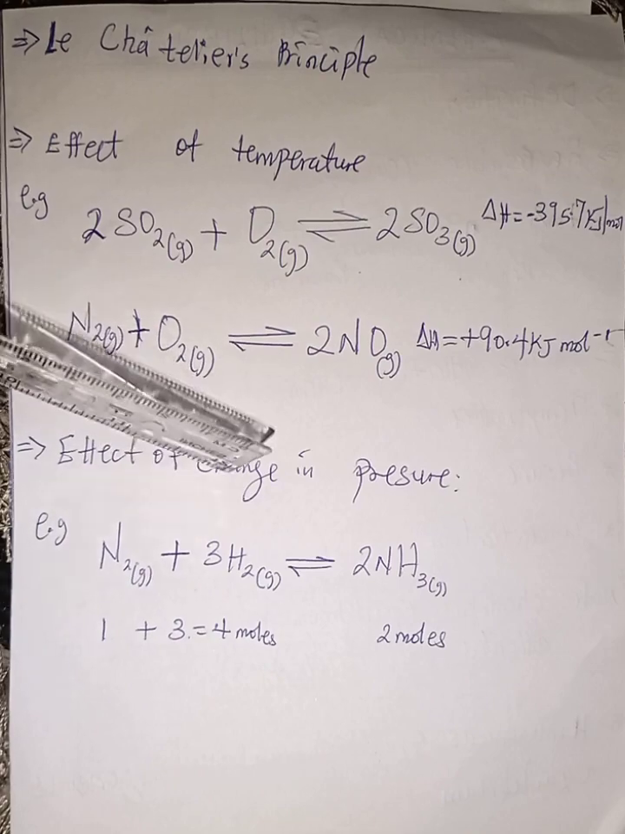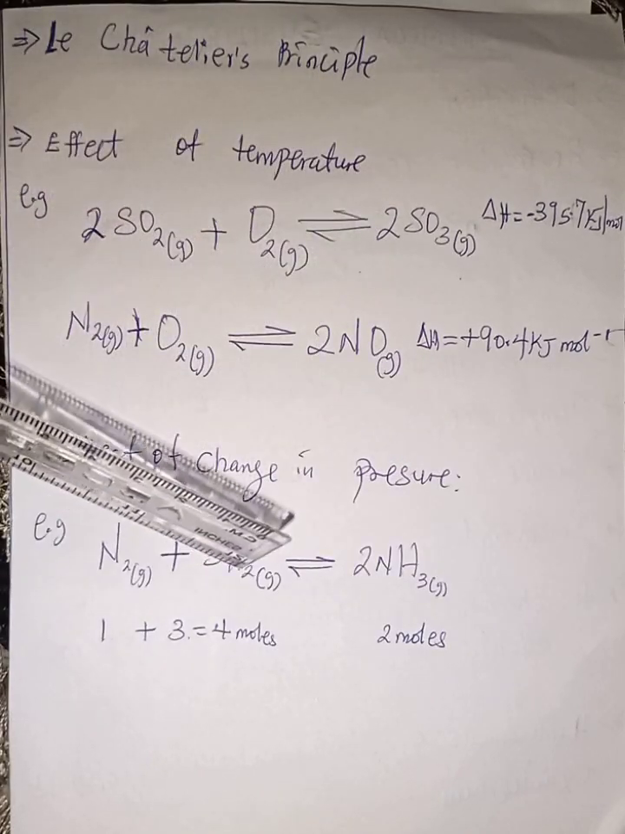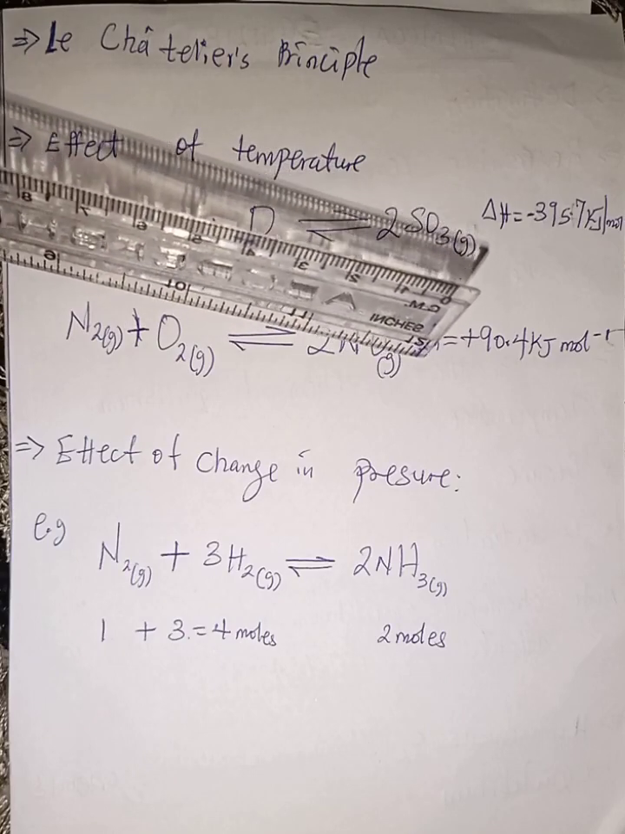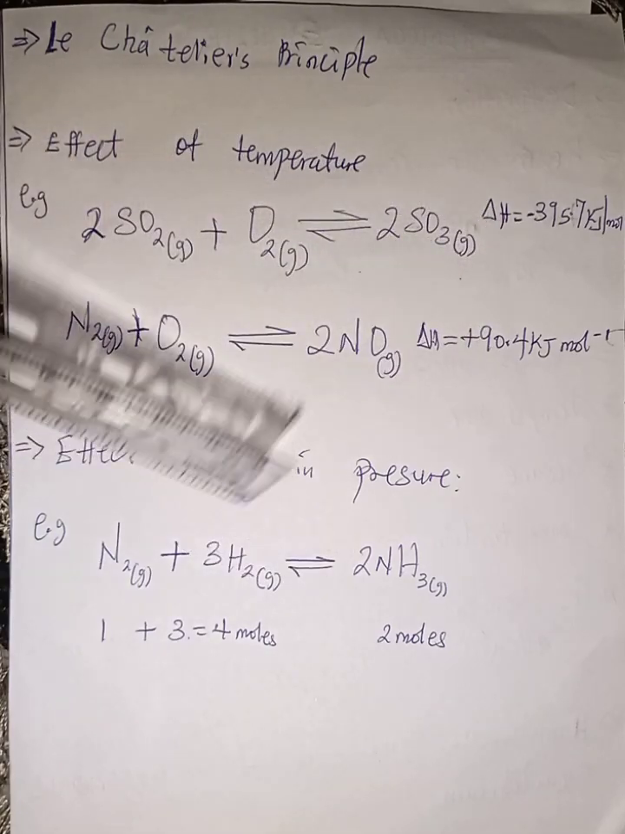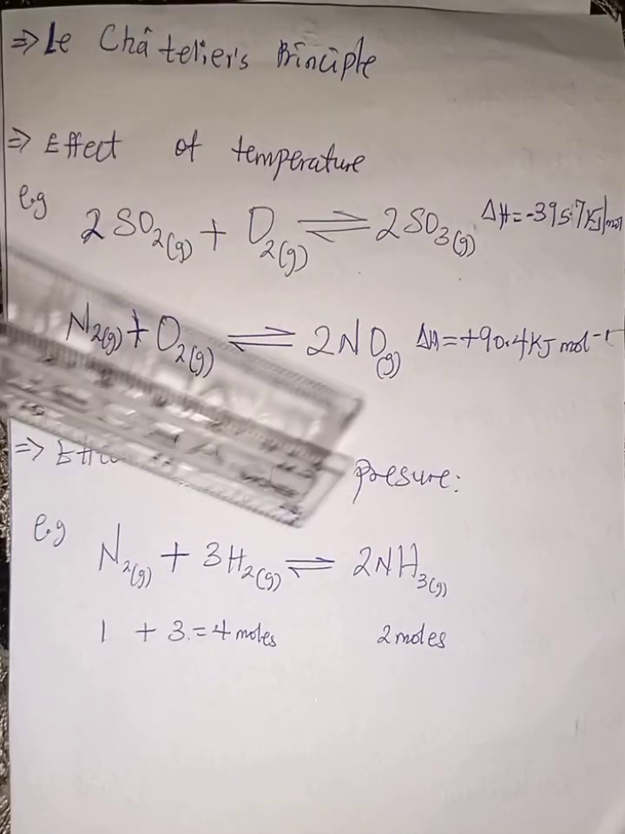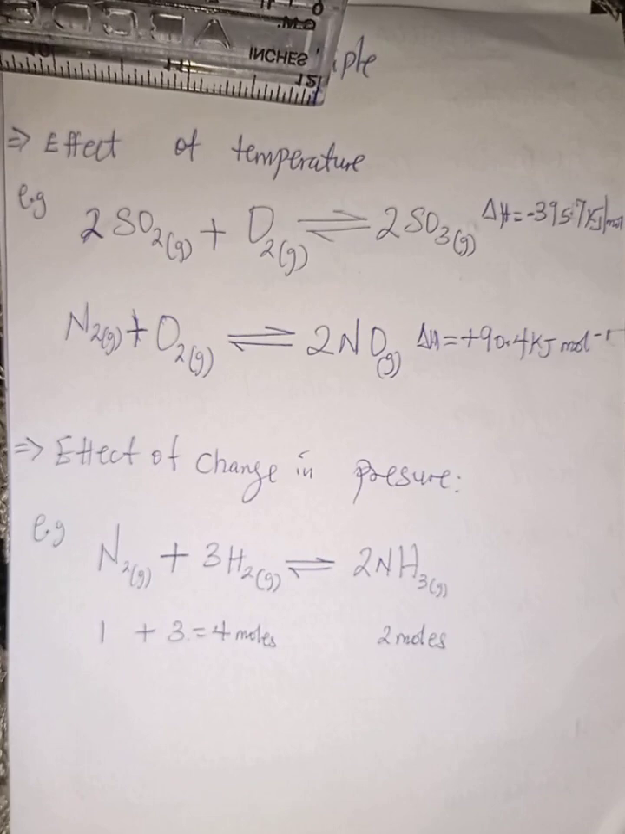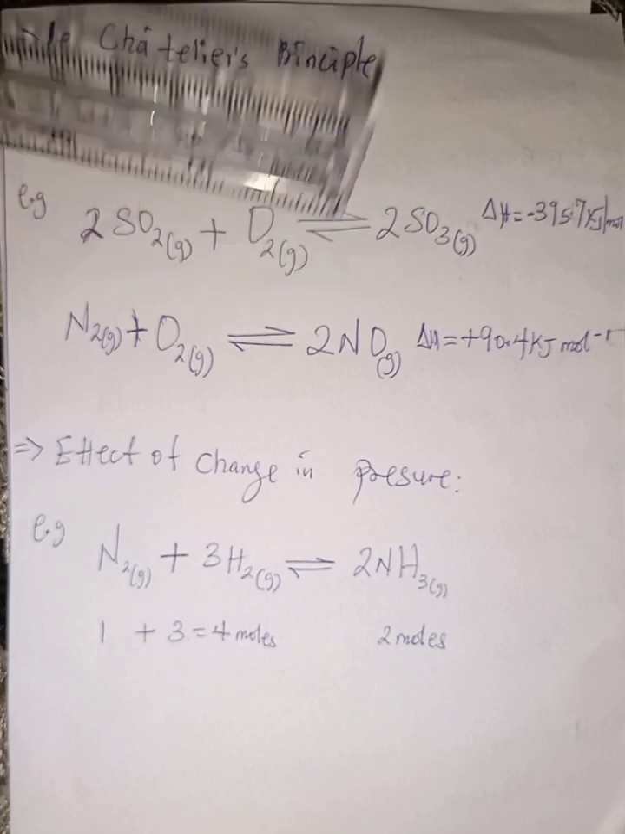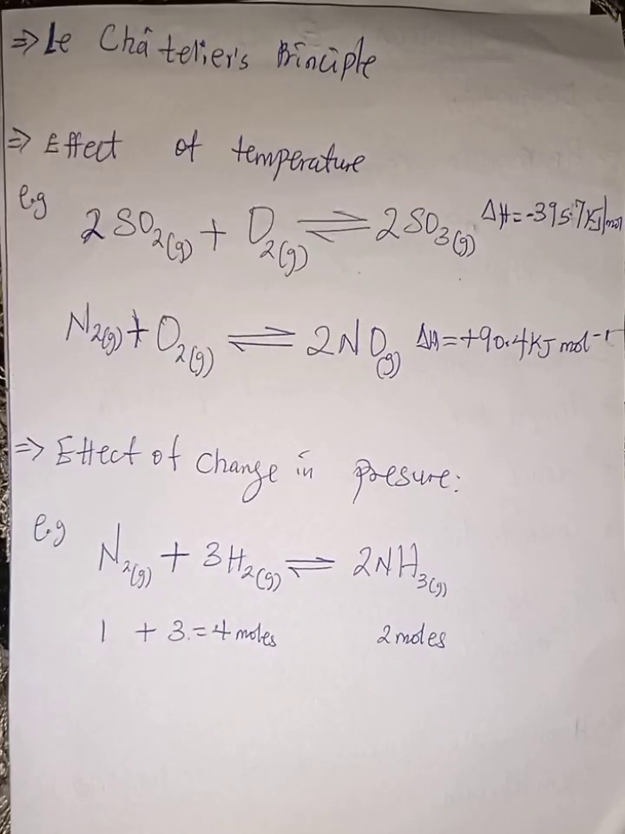Now let's look at the effect of change in pressure. The effect of change in pressure works with the number of moles of both the reactant and the product. You calculate how many moles you have for the reactant and how many moles you have for the products. So an increase in pressure will favor the side that has fewer moles. Take note of that statement. While a decrease in pressure will favor the side that has a higher number of moles.